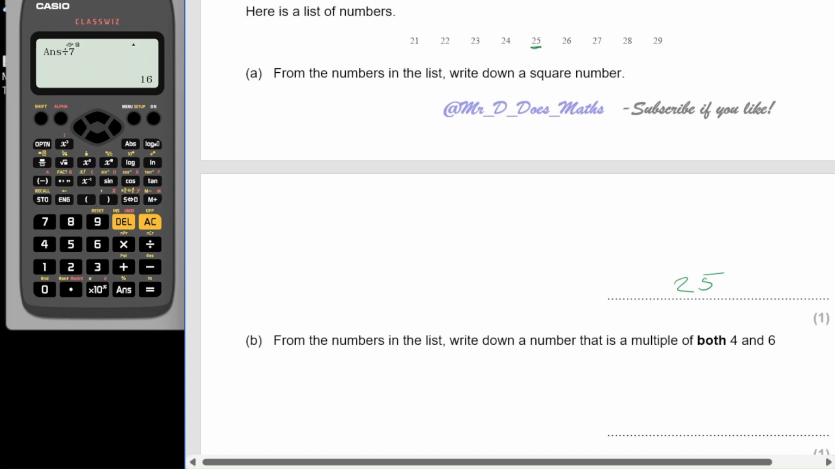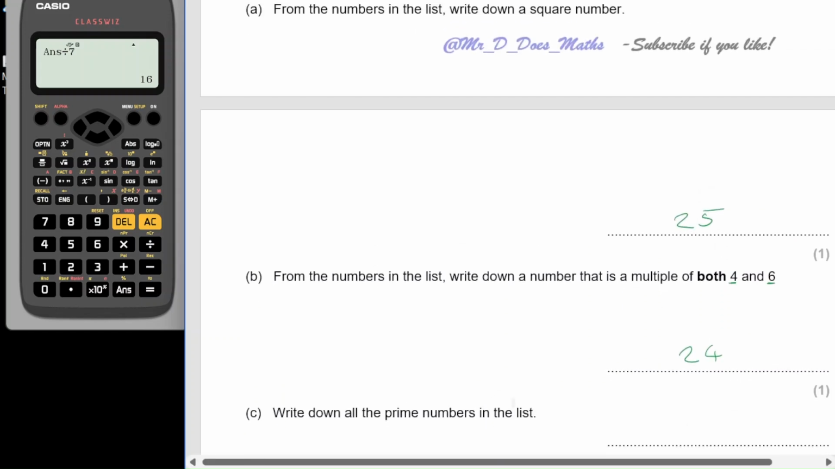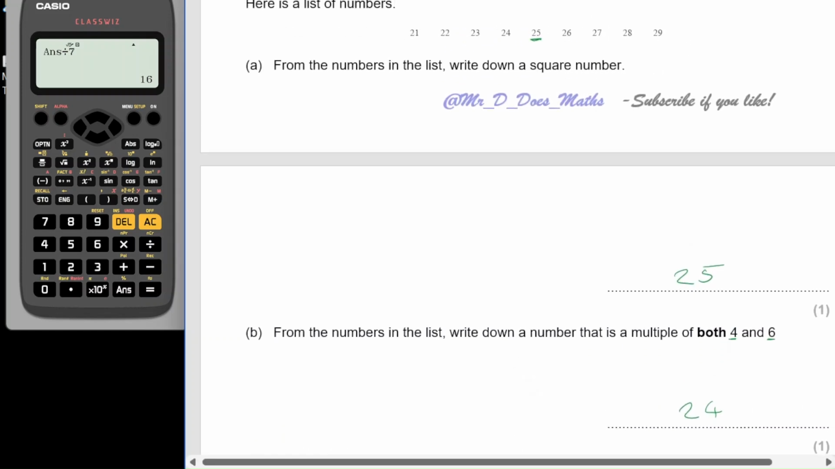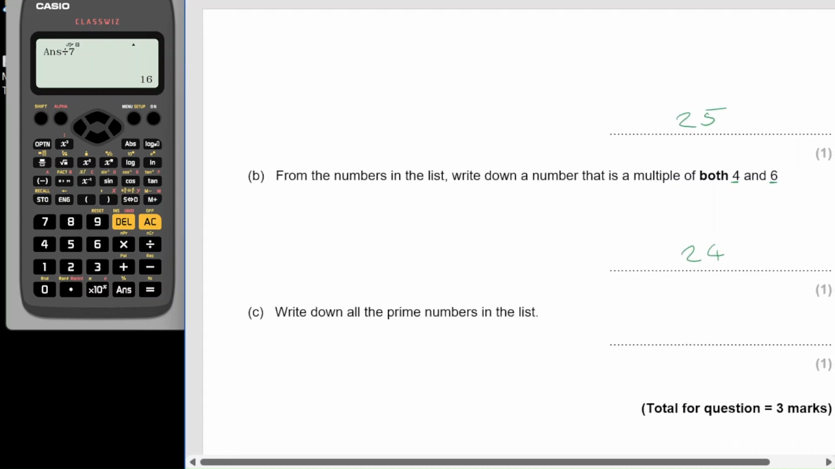From the numbers in the list, write down a number that is both a multiple of 4 and a multiple of 6. So for that, we're looking at 24. I'm just double checking that there isn't a second version. No, that's fine. Write down all the prime numbers from the list.